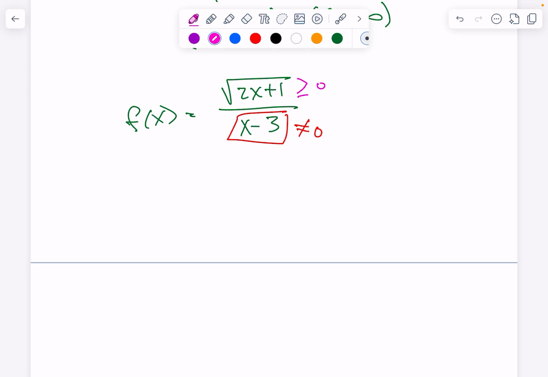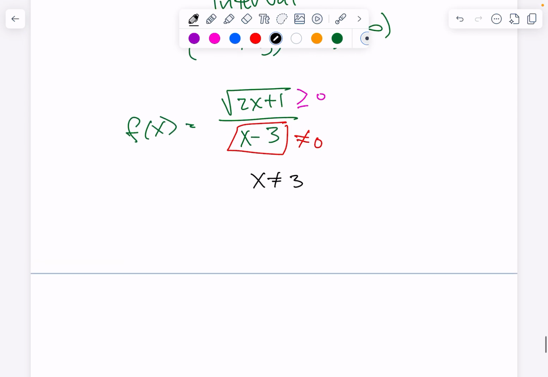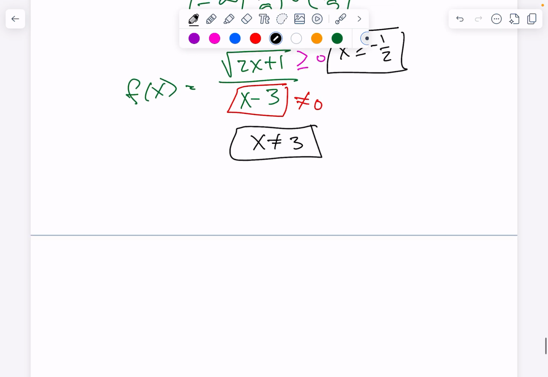So we're just using the different parts of the parent function of the radical function. For the denominator, x cannot equal 3. And for the numerator, x is greater than or equal to negative 1/2. So now we have this going on and this going on. We have to put the two together.